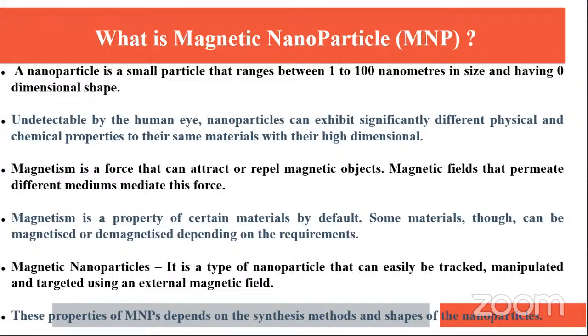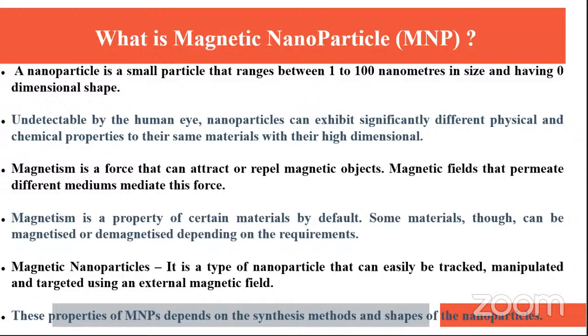So magnetic nanoparticles are actually the combination of two words, magnetic and nanoparticles, and from our graduation level we are aware of these two terms. Nanoparticles are small particles, with a size range between 1 to 100 nanometers, especially where the dimension is taken as 0, and undetectable by the human eyes. Nanoparticles can exhibit significantly different physical effects and chemical properties in different dimensions.